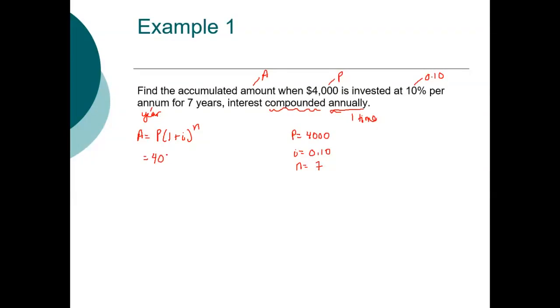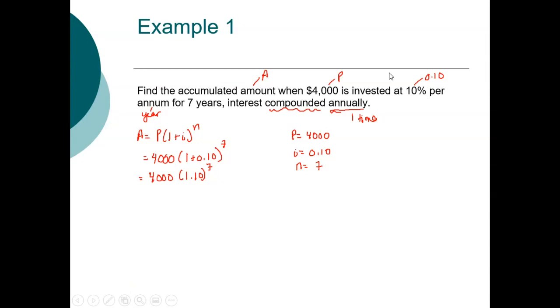My principal amount is 4,000, my interest is 0.10, and my N is 7. So when I plug that into my calculator, this is going to be 4,000 times 1.10 to the power of 7. So you can type in 1.10 to the power of 7 in your calculator and multiply by 4,000.